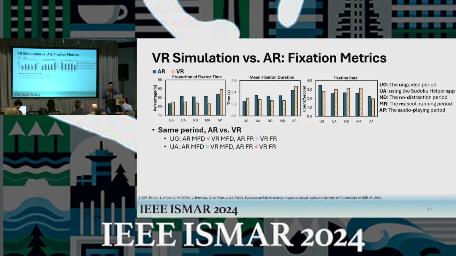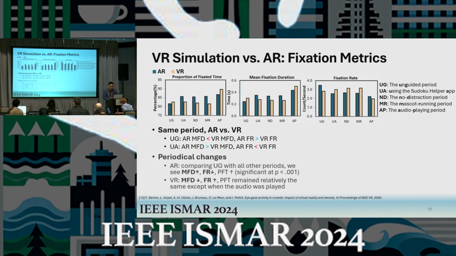And first, if you compare the metrics of the same period between AR and VR, we found that in the UG period, AR had the lower MFD and higher FR than VR, but this trend was reversed when the app was used, so that in AR, MFD became higher and FR became lower than in VR. If we focus on one medium, we can see that in AR, when we compare UG with all other periods, there was an increase in MFD, decrease in FR, and increase in PFT.